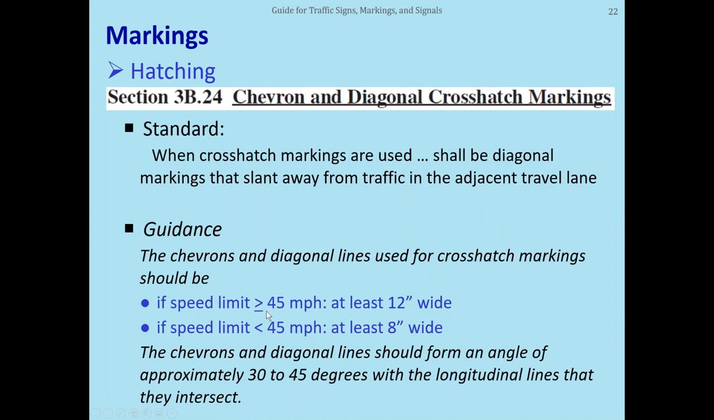And as we said a few moments ago, diagonal lines need to be much wider than the 4-inch that you use as a minimum for lane lines and center lines. Depending on the speed, at least 8 or at least 12 inches wide.